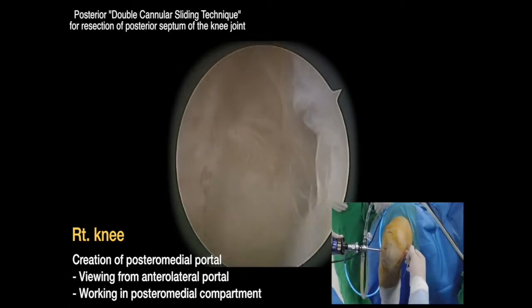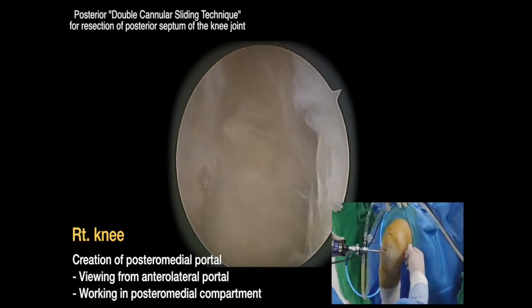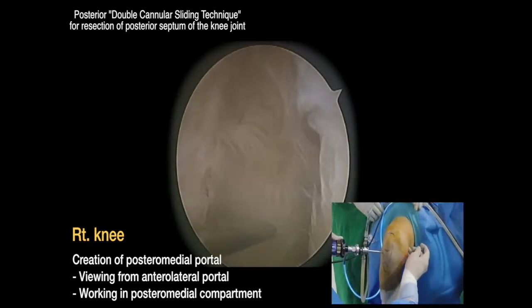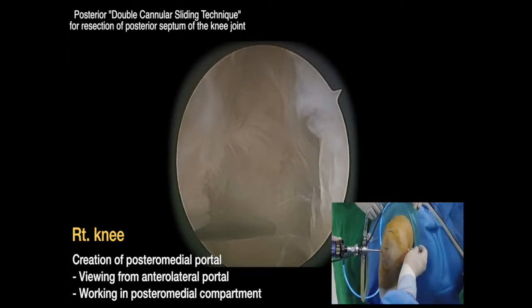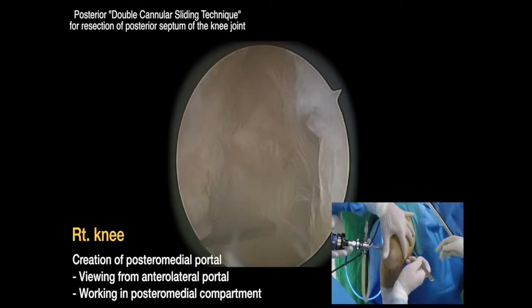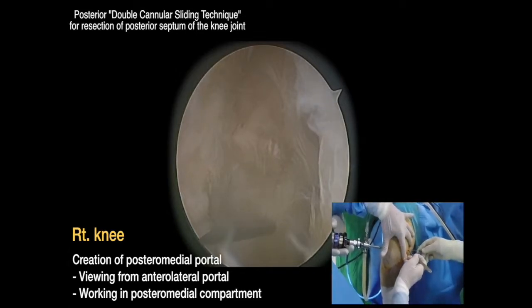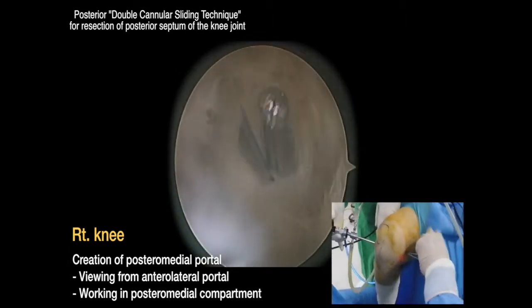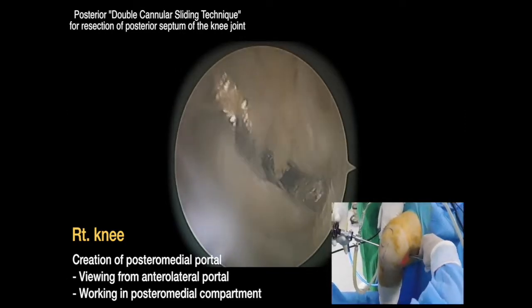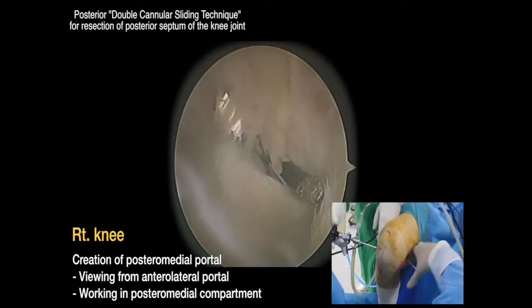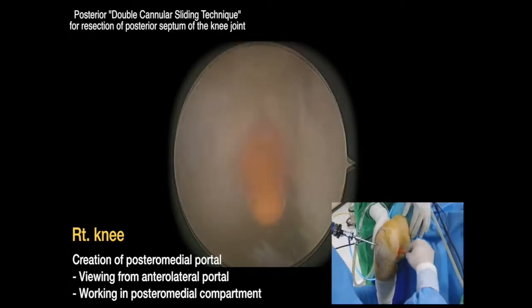After identifying the posterior medial soft spot by finger tapping, an 18-gauge spinal needle is subsequently inserted in the posterior aspect of the medial femoral condyle 5 mm behind, parallelly. After capsular enlargement with a hemostat, insert a transparent cannula, 5.75 millimeters.